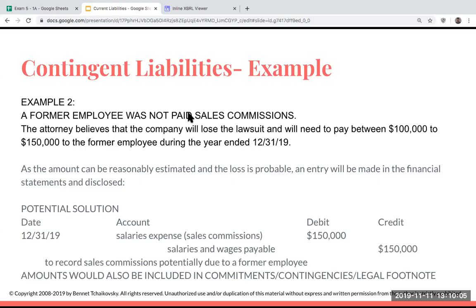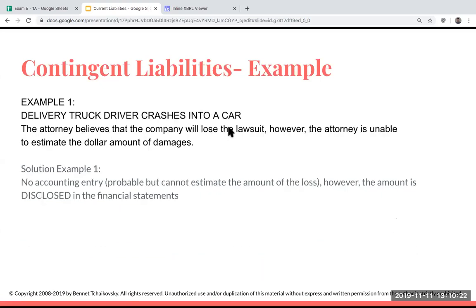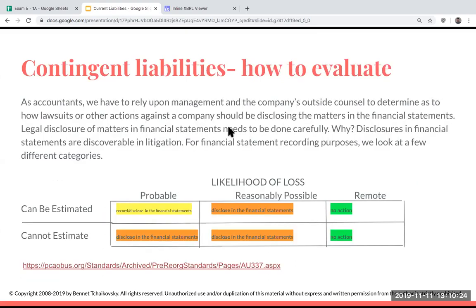So don't make that mistake. If you owe the employee money, pay him, move on. So right over here, in terms of how do we go through and do this? Let's go back to the thing over here. The attorney believes that the company will lose and will need to pay between $100 to $150. So it's probable that they're going to lose.